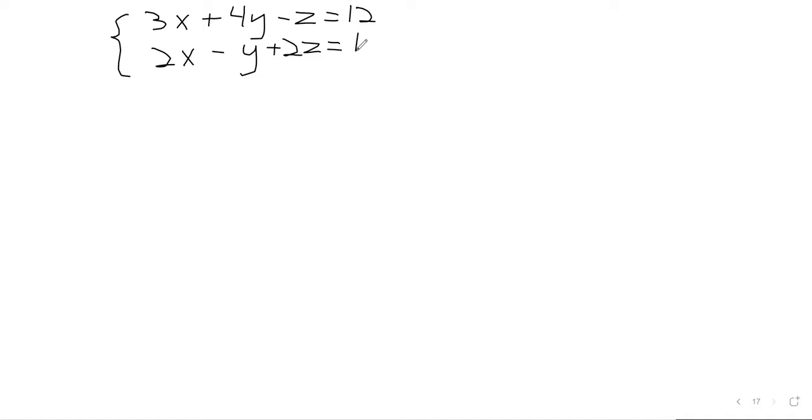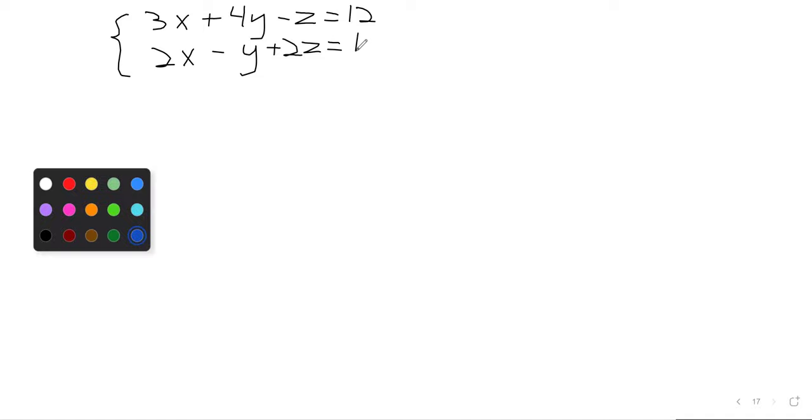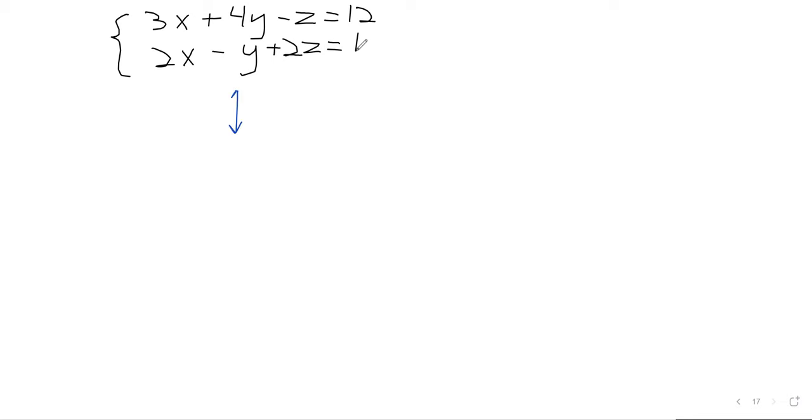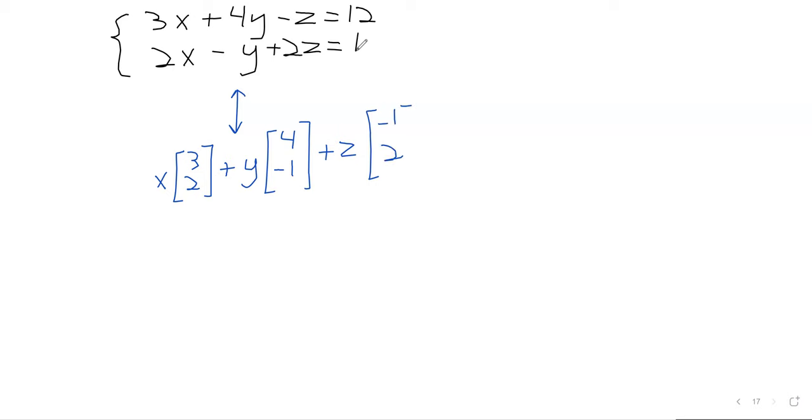This system of linear equations is the same as a vector equation, where you have the unknown x times (3, 2) plus the unknown y times (4, -1) plus the unknown z times (-1, 2) equals (12, 1).